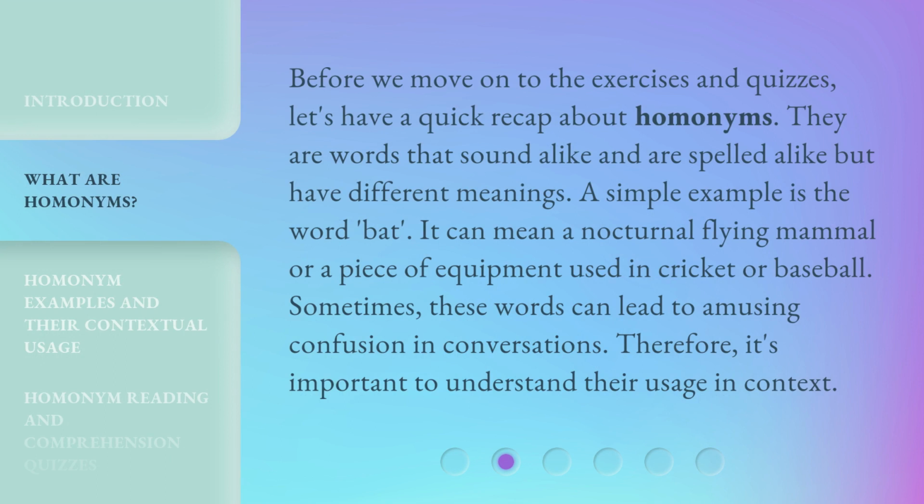Before we move on to the exercises and quizzes, let's have a quick recap about homonyms. They are words that sound alike and are spelled alike but have different meanings. A simple example is the word bat. It can mean a nocturnal flying mammal or a piece of equipment used in cricket or baseball. Sometimes, these words can lead to amusing confusion in conversations. Therefore, it's important to understand their usage in context.